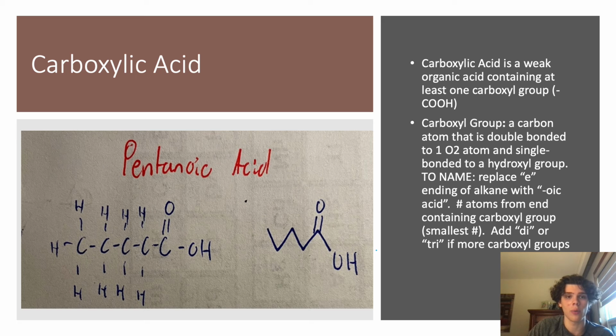In our example here, we have pentanoic acid, which only has one carboxyl group at the end here. And you can see that it's double bonded to an O and single bonded to an OH. So instead of being pentane, you remove the E, add oic acid because there's 5 carbons.